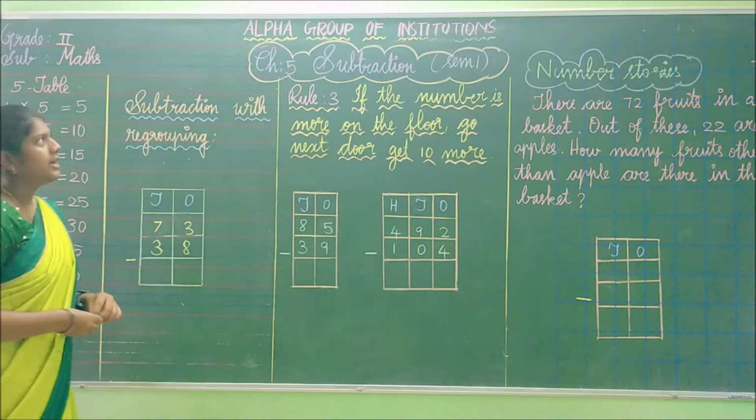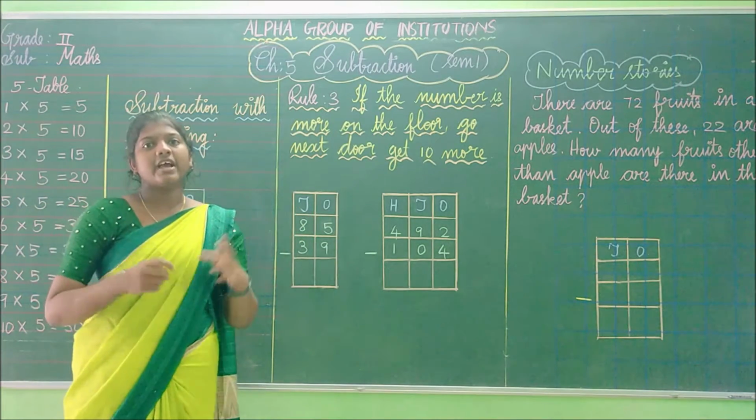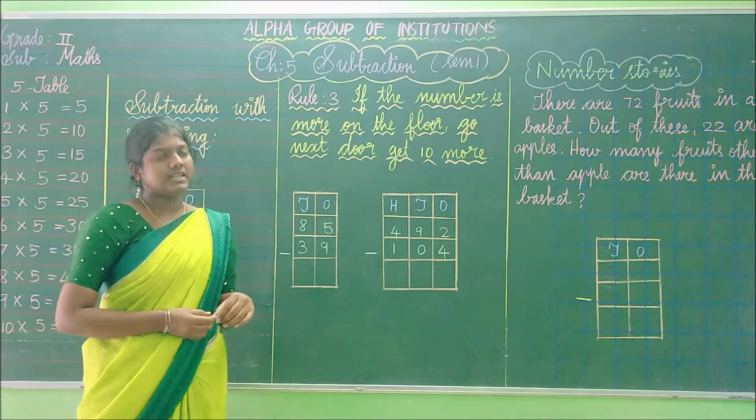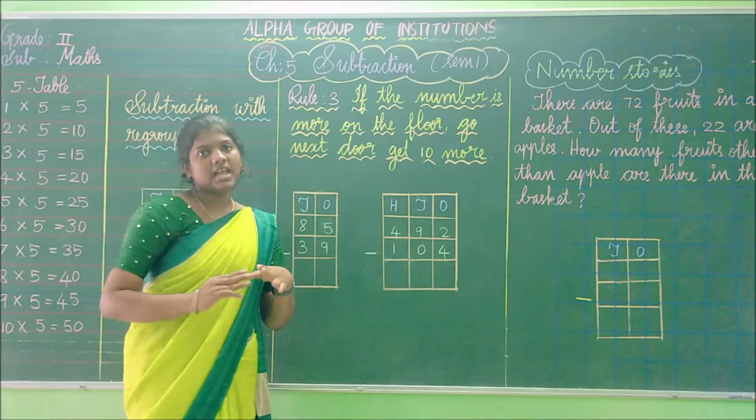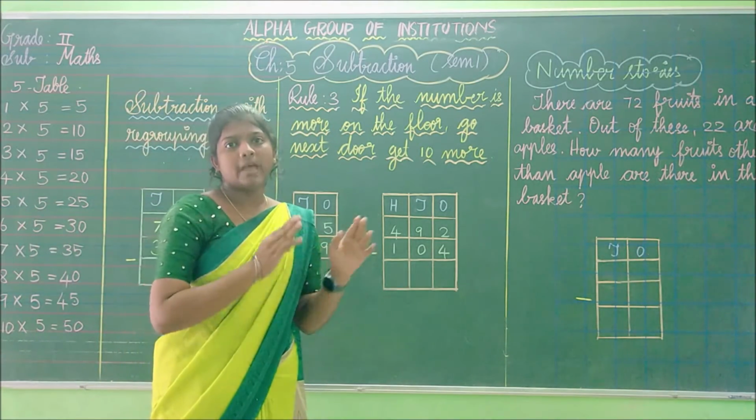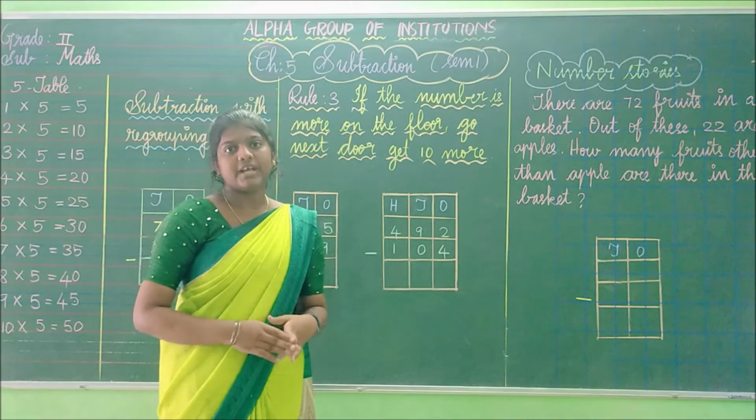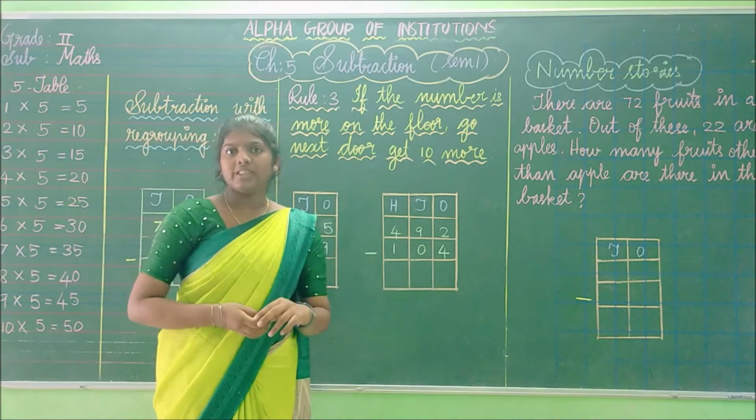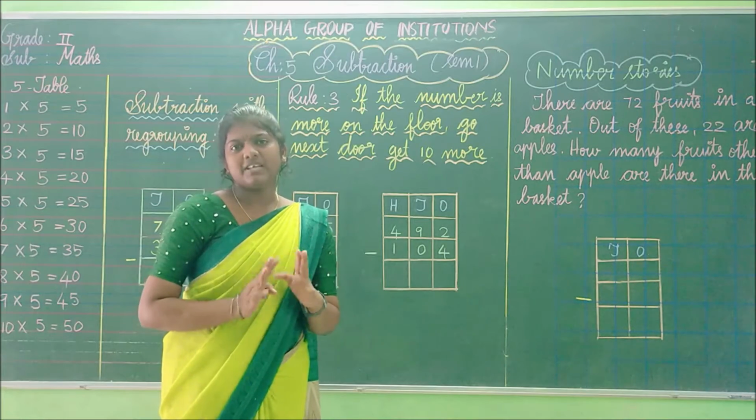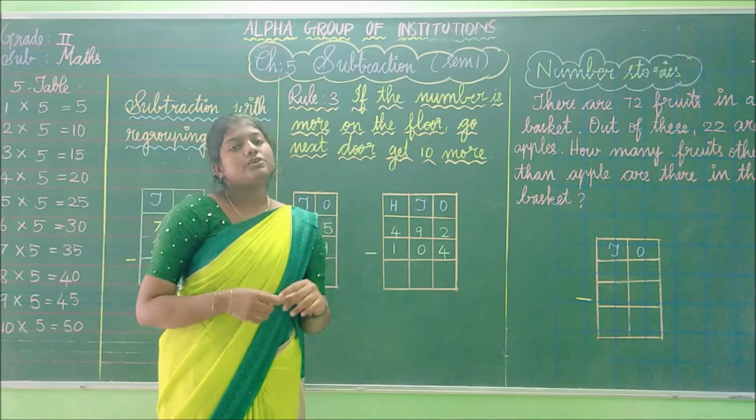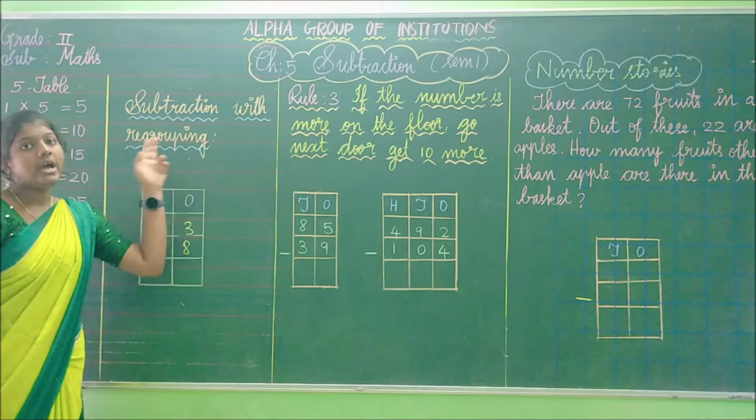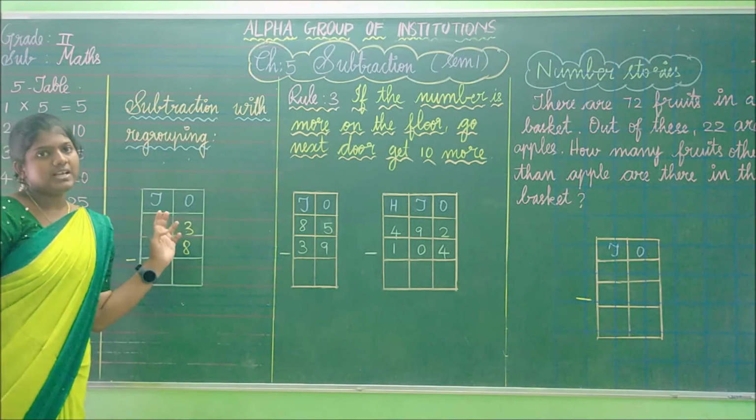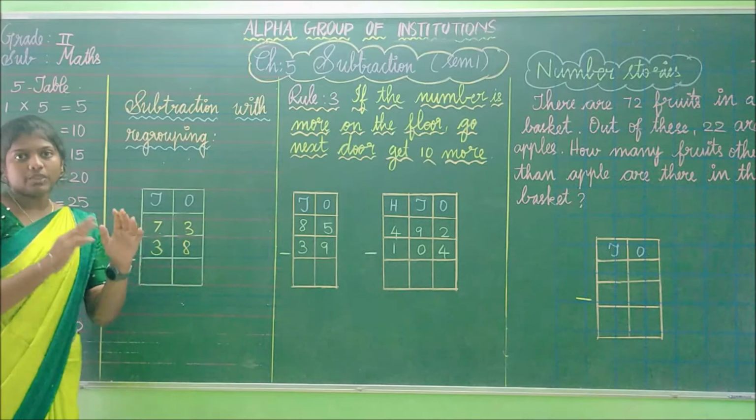So children, today we are going to see the continuation of 5th lesson, that is chapter 5, subtraction. In last class we saw about properties of subtraction and subtraction without regrouping, and we saw 2 rules. So today we are going to start with subtraction with regrouping.